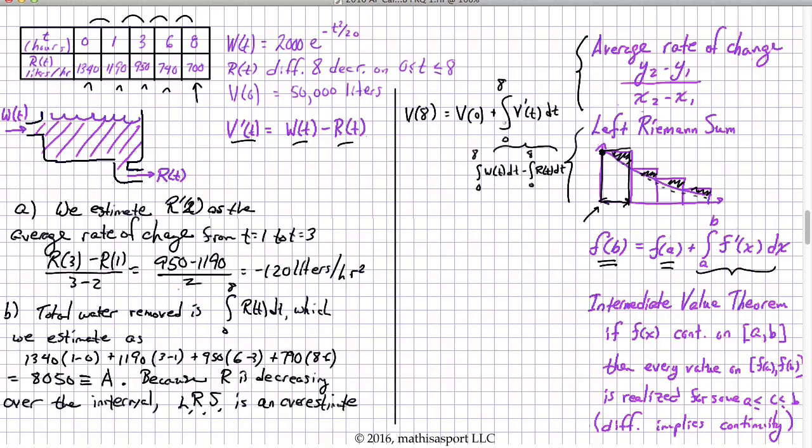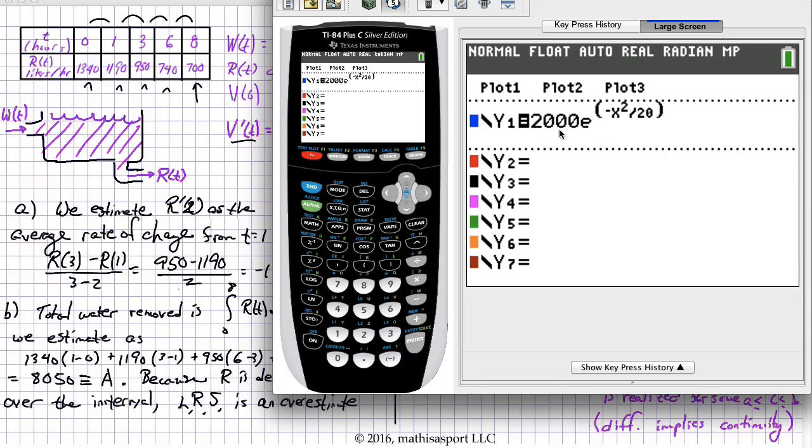So what are our values? Let's plug things in. First, we know that v of 0 is 50,000. Second, we know that we've estimated the integral of r of t to be 8050. So what remains is this w of t dt from 0 to 8. That's what we have to calculate. And to do that, we'll use the calculator. So what you can see is I've already put in the formula for w of t, 2000e to the negative x squared over 20. Put that in as y1.